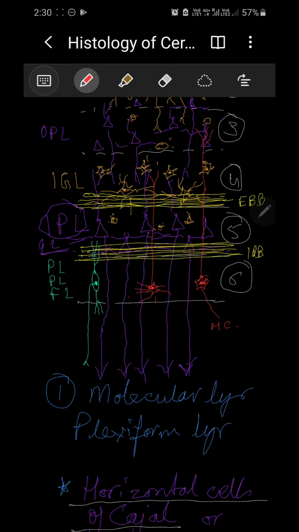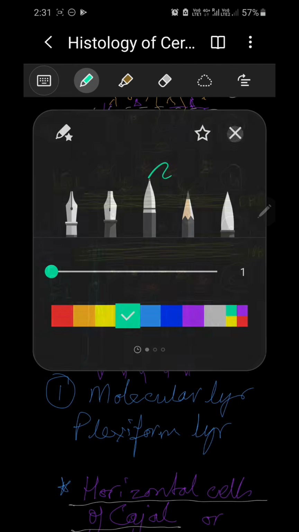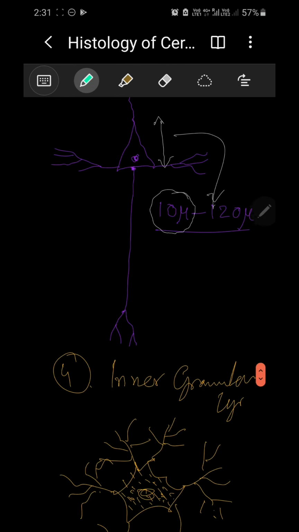Apart from this, as the name suggests, pleomorphic or polymorphic cells, don't forget to draw the granule cells, the stellate cells, also here. And I have not drawn the glial cells anywhere. Remember, the glial cells will be present in all the 6 layers. So let's describe this 6th layer.